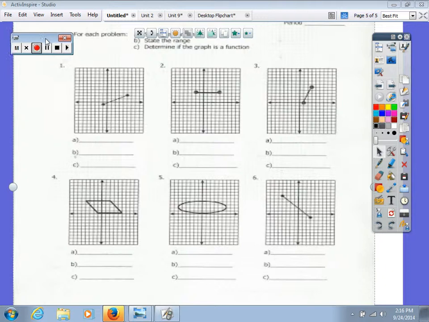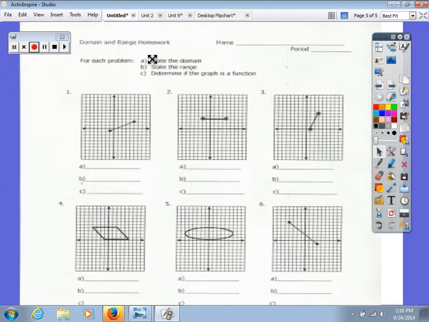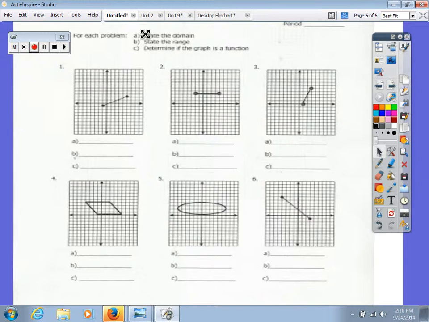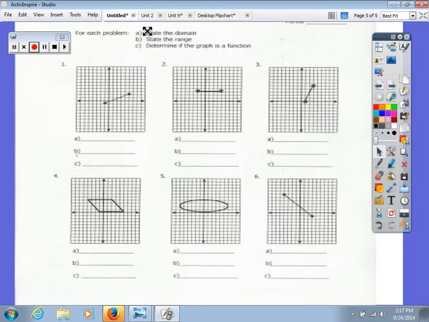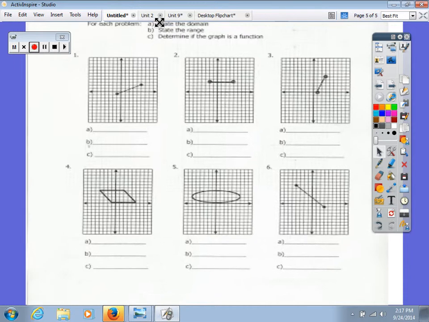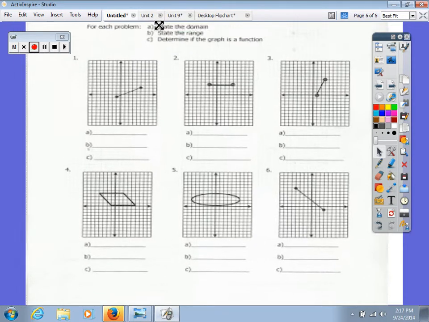Okay, on this worksheet, the directions said that A wanted you to state the domain, B wanted you to state the range, and C wanted you to determine if it's a function. What we're actually going to do is determine which ones are functions first, because that'll help us with our range problems.